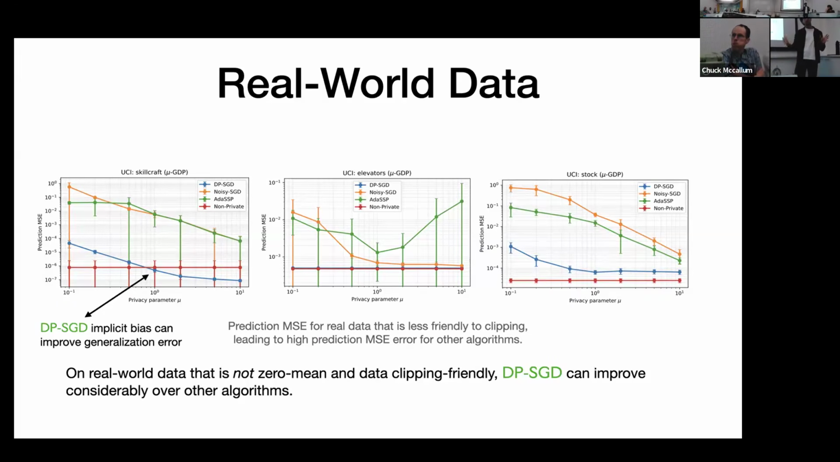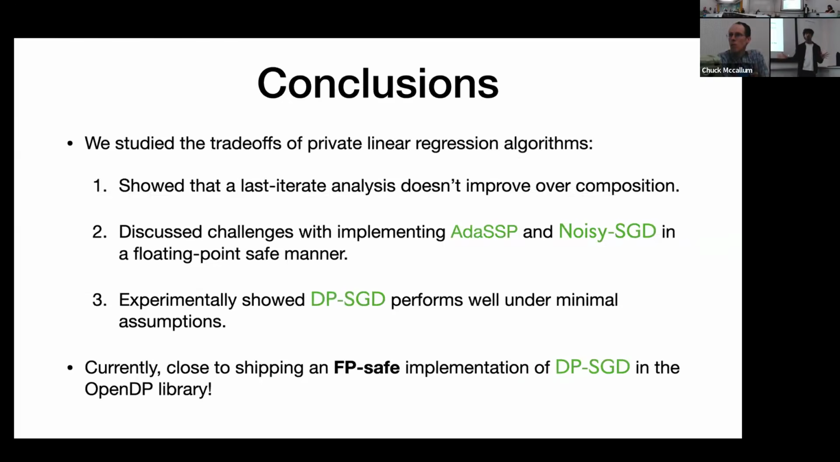This is possible because sometimes DP-SGD has some implicit bias that can improve the generalization error, although the reasons for this are possibly outside of the scope of this talk. And in general, it can beat other algorithms by orders of magnitude, or only match other algorithms when the privacy parameter becomes large. So altogether, given all this, we've studied the trade-offs of private linear regression algorithms.